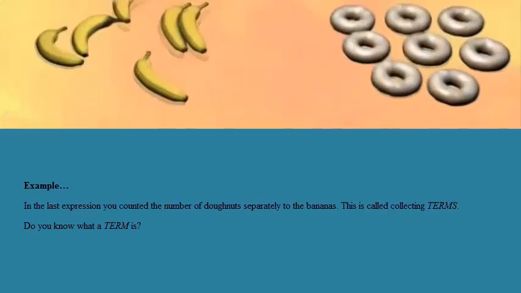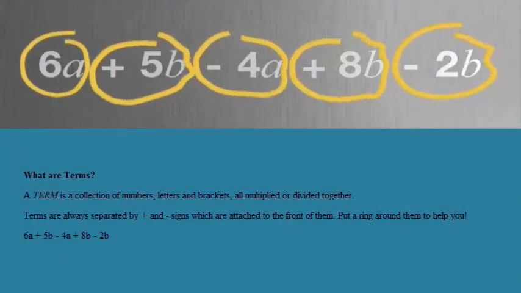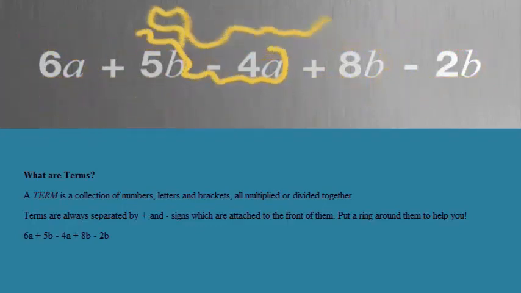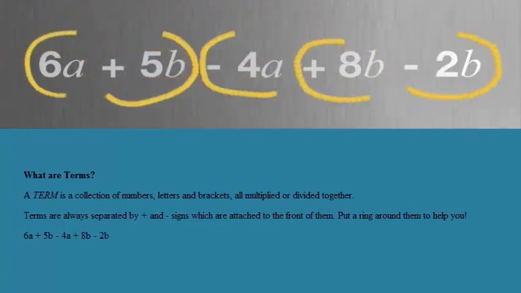Do you know what a term is? A term is a collection of numbers, letters and brackets, all multiplied or divided together. Terms are always separated by plus and minus signs, which are attached to the front of them. Put a ring around them to help you.